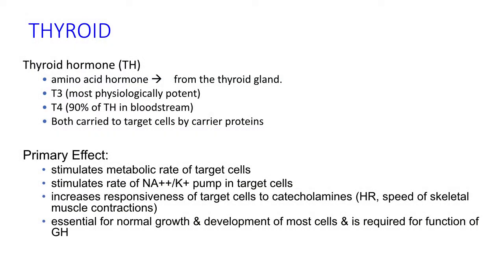All right, thyroid hormone. So again, thyroid hormone is T3 and T4. That's specifically what is released by our thyroid. It is a fat-soluble amino acid hormone that is released from the thyroid gland. T3 is our physiologically most active form, and T4 is our precursor form that's not as active, but makes up about 90% of the thyroid hormone that's in our blood.